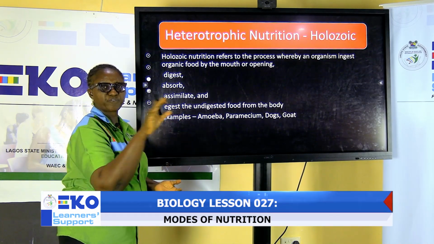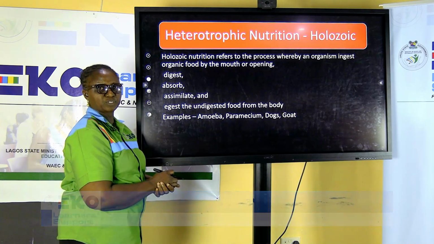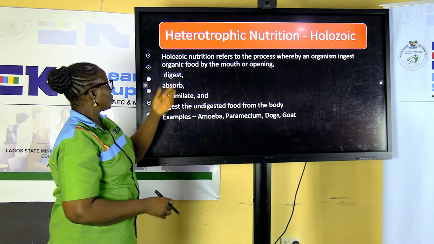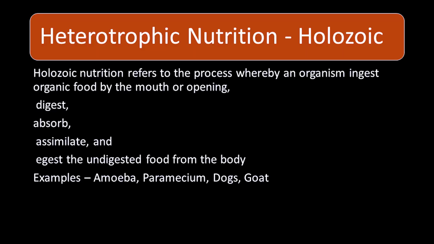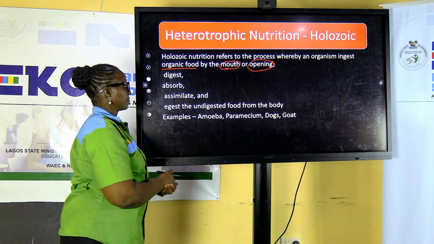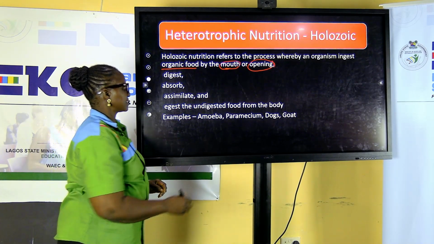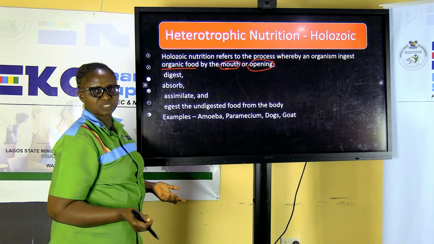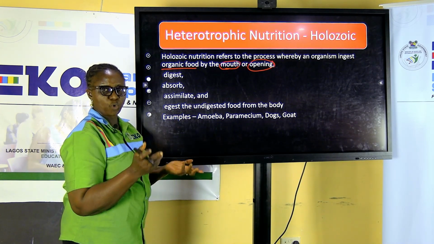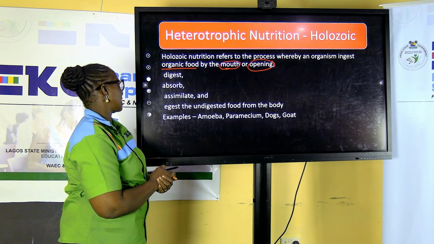We will be taking these 4 types of heterotrophic nutrition one after the other. In Holozoic nutrition, this refers to the process whereby an organism ingests organic food using either their mouth or an opening in their body. A goat uses its mouth to eat. Openings, we will be talking of paramecium and some other organisms that have openings. Even Euglena, that is a plant and at the same time an animal.